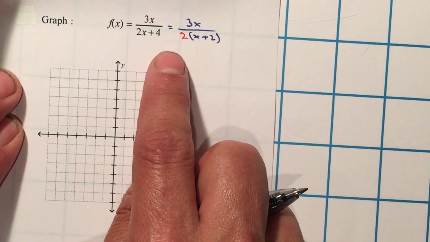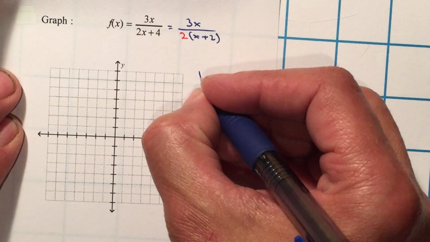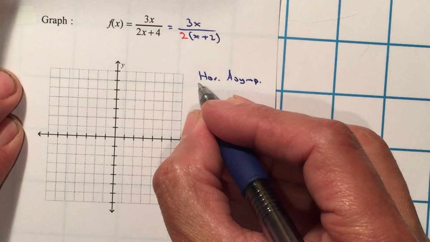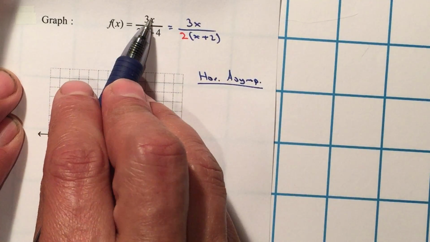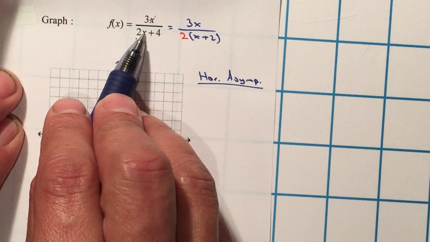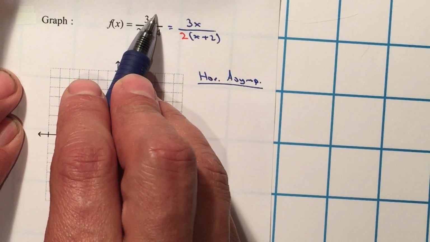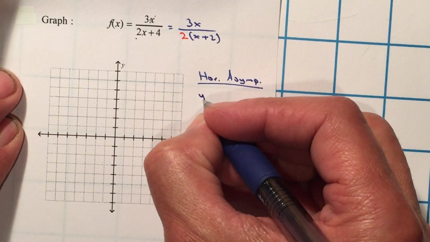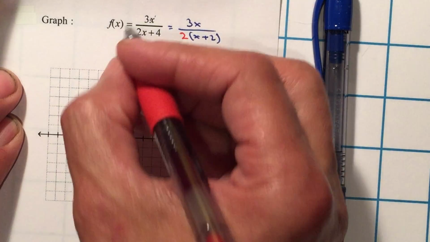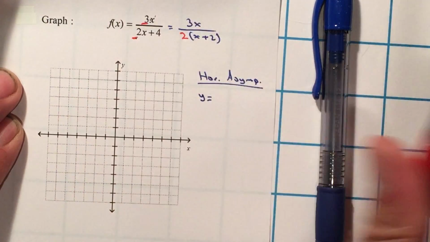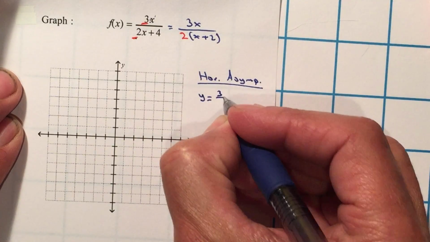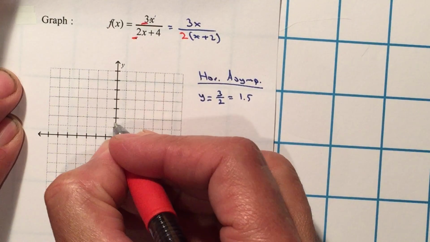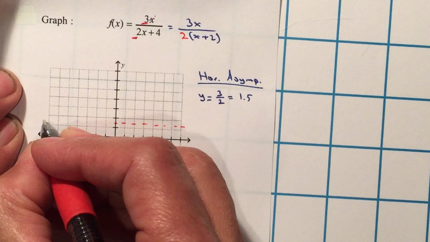Now, our theorem tells me that our horizontal asymptote is determined by your leading coefficients. If they have the same exponent, in this case they have an exponent of 1 and an exponent of 1, then your horizontal asymptote y is going to be determined by your coefficients, 3 over 2, which is 1.5. And we have our horizontal asymptote.